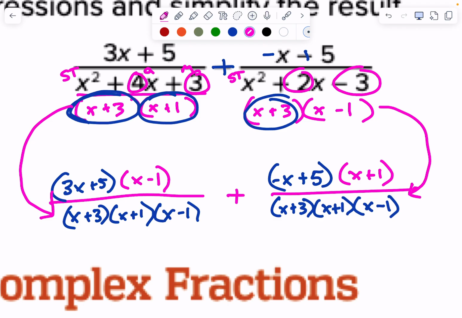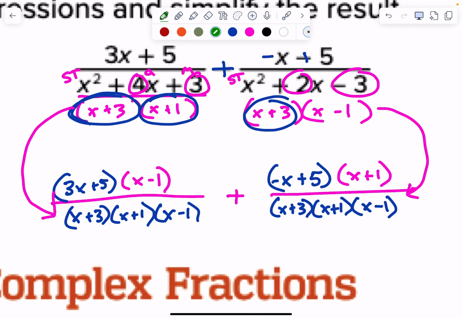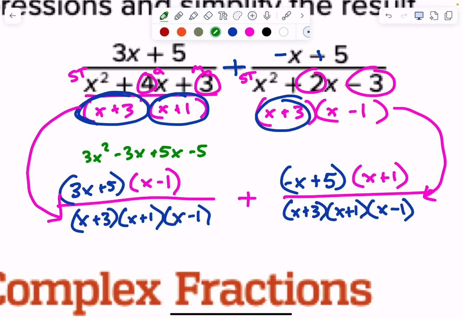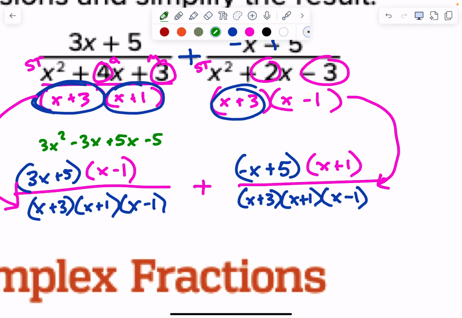Now what do we do? Now we have to FOIL the tops. Why do you have to FOIL it? Because we have to simplify the top. So if we FOIL this one, it is 3x squared minus 3x plus 5x minus 5. I'm going to leave that like that because we're going to simplify it with this one over here. So this one is negative x squared minus x plus 5x plus 5.